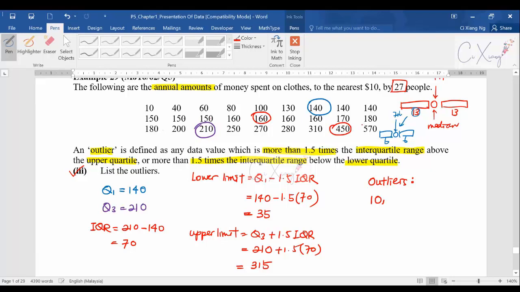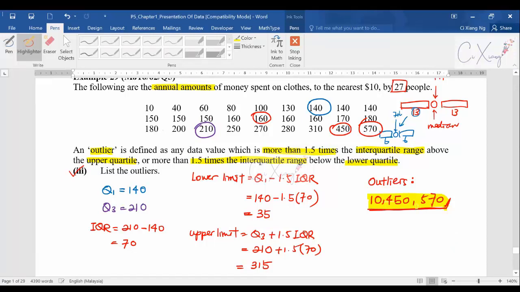Then you can see this one. 450 and also 570 are both outliers. So you just list them out. In this set of data, you have 3 outliers, which are 450, 570, and also the 10. So this is how we detect outliers. You have to remember the formula for the lower limit and also the upper limit.